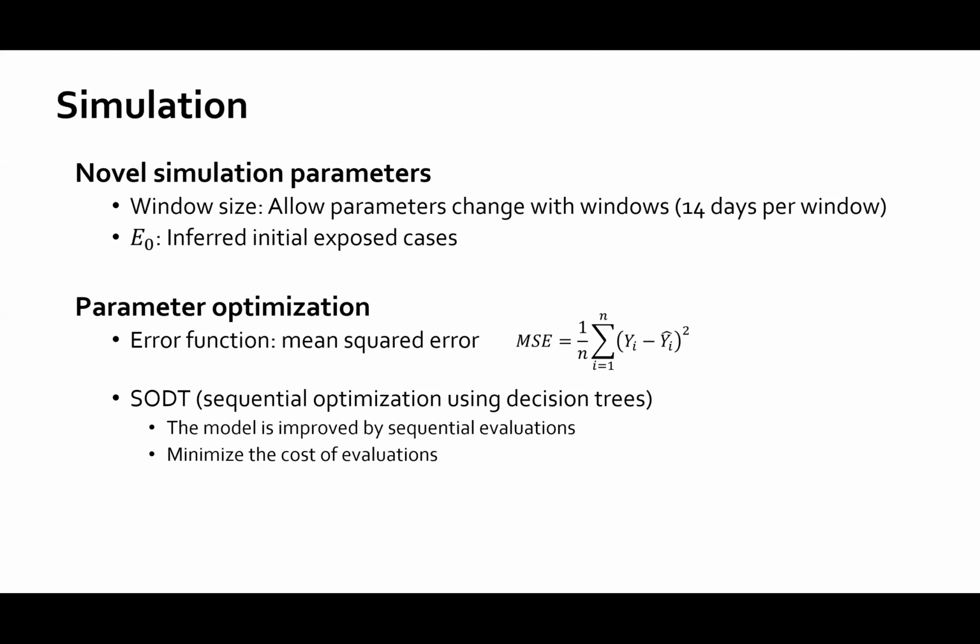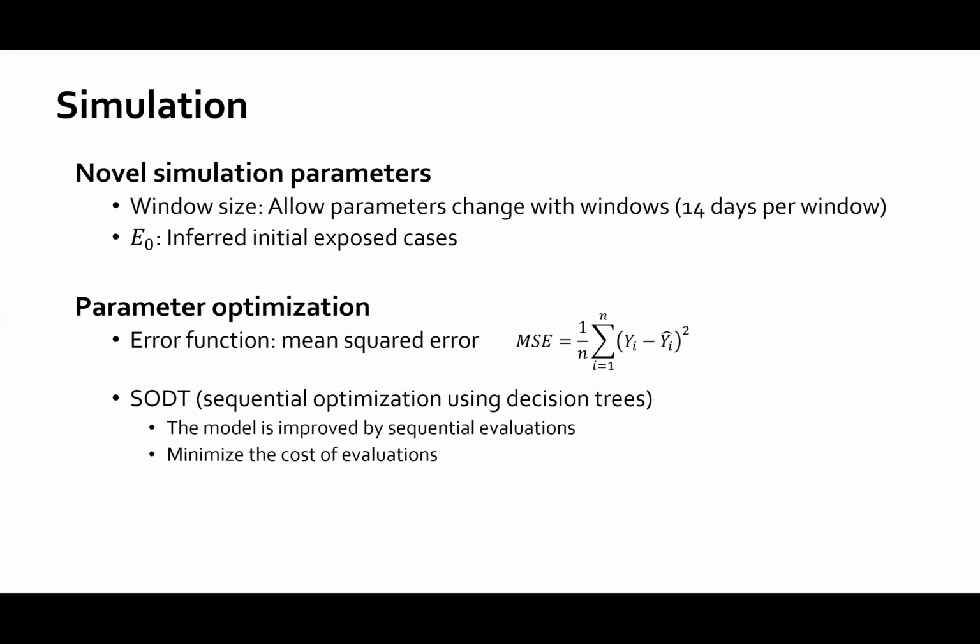For parameter optimization, we use mean square error as the error function. For step-by-step parameter optimization, we use SODT, sequential optimization using decision tree, which has a custom range of the parameters. SODT can go through possible parameters in different directions, deciding whether to increase or decrease the parameters through the decision tree.